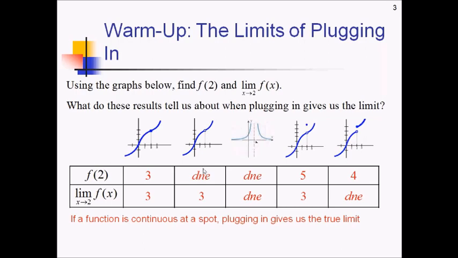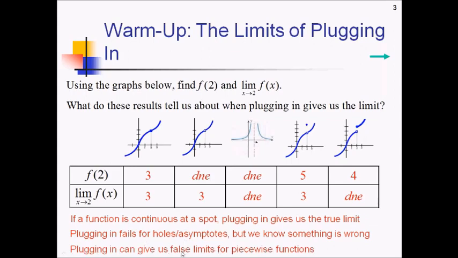Now, what about if you have one of these other cases with a hole or an asymptote? Well, in that case, plugging in is going to give you undefined, and it's not really clear whether that means there is a limit, like with one of these holes, or there's no limit at all, like with one of these asymptotes. So plugging in fails for holes and asymptotes, but on the bright side, we at least know something is wrong, and we can maybe do a little more work to figure out which of these cases we're dealing with. And then there's this last set of cases with piecewise functions. Here, we got numbers when we plugged into the function, but those numbers really had nothing to do with the actual limit or even whether the limit existed. So plugging in can actually give us false limits on piecewise functions.